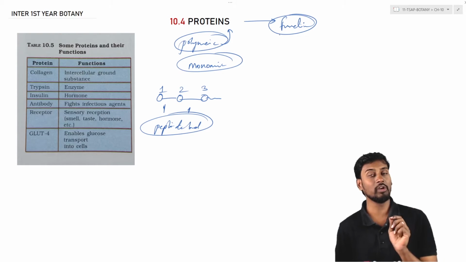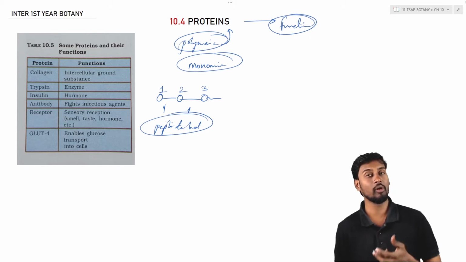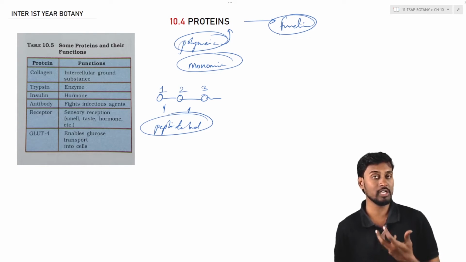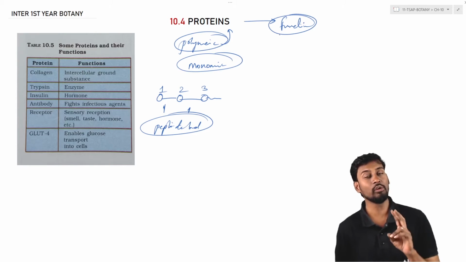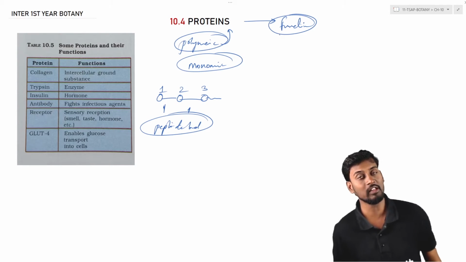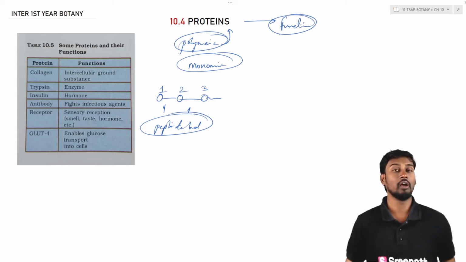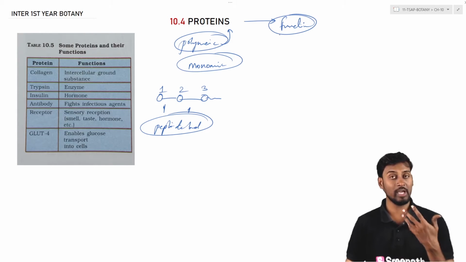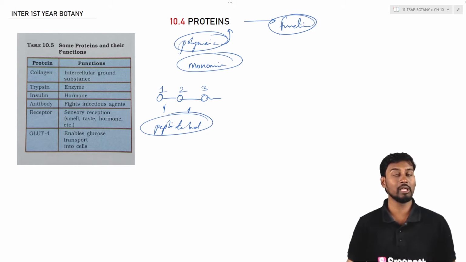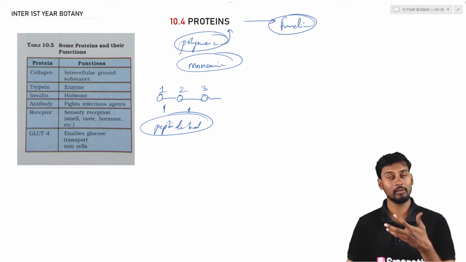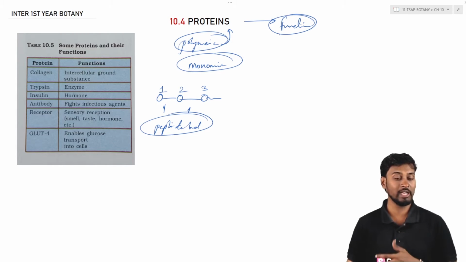So fibrous proteins always play a major role in constructing the cells, whereas the globular proteins always play a major role in performing the interior functions of the cell. So we have two different kinds of proteins: the structural proteins, that is the fibrous proteins, and the globular proteins, that is the spherical proteins, which have different kinds of functions.